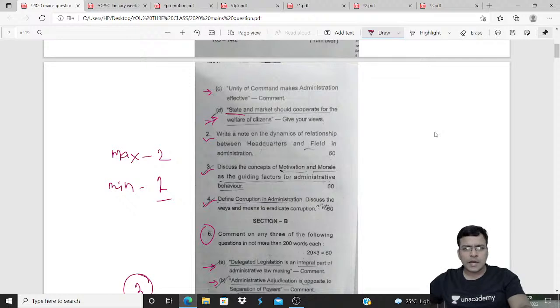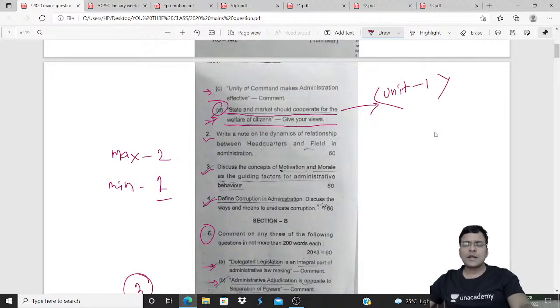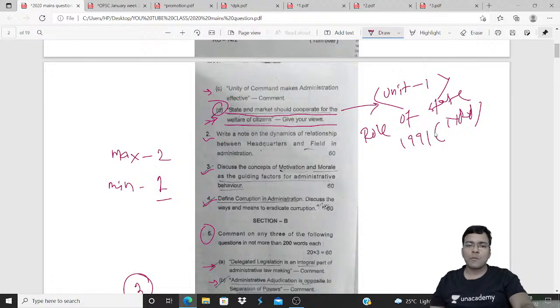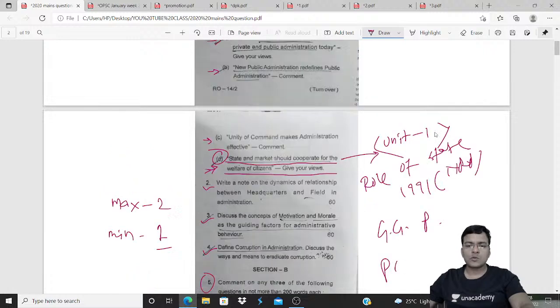Look at this. State and market should cooperate for the welfare of citizen. This question is from unit 1. So here you have to write role of state before 1991, new right philosophy, and after 1991, what is the role of state, what is the role of market. Here you write good governance paradigm also, role of public choice approach also.